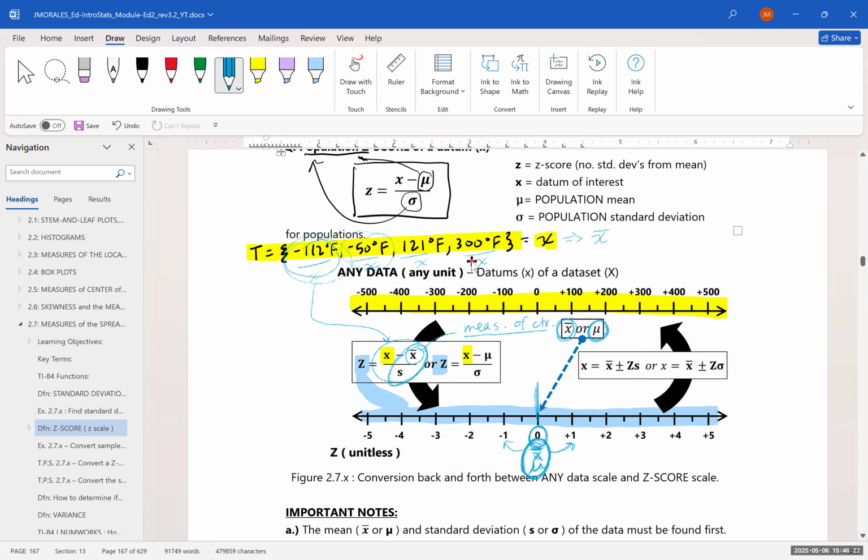Here I converted degrees Fahrenheit into a z-score. I could convert measures of inches, like 27 inches, 39 inches, 47 inches, and so on. I could convert that also into a z-scale. Just about anything else you could convert into a z-scale. And so notice that a z-scale is unitless. Okay.